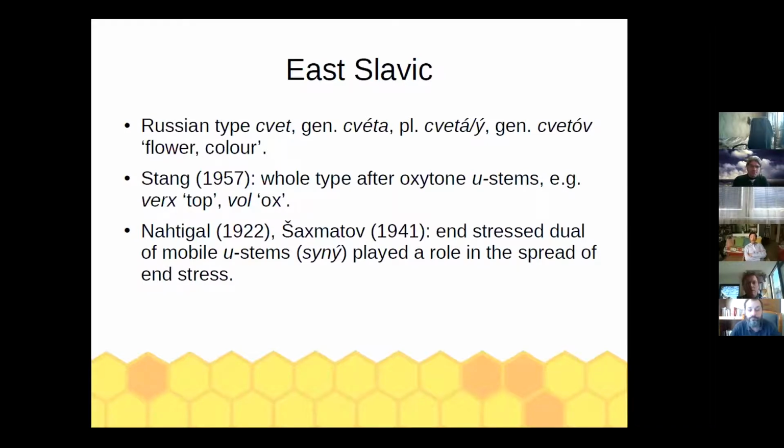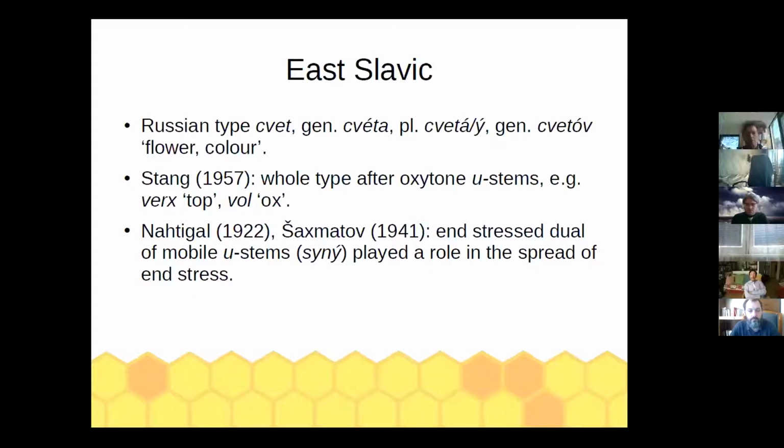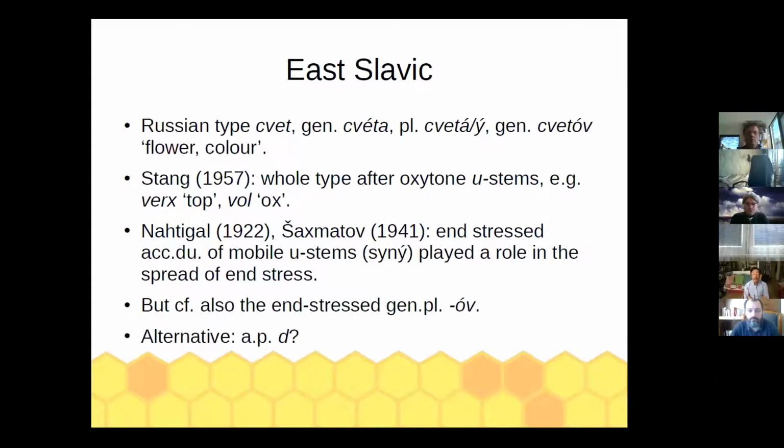So what must have played a role as well here, as was observed by Nachtigal, but also by Shakhmatov around the same time, is that end-stressed duals of mobile U-stems of the type syny must have played an important role in the spread of end stress as well. And this can be compared to the spread of the dual ending -a as a plural marker in Russian. So in both cases, we see this plural marker spreading to other cases. And I think this is an important observation, and it goes a long way towards explaining why we find this type in Russian. An additional reason for the spread of end stress here is no doubt also the introduction of the genitive plural ending -ov from the U-stems, which was stressed in mobile words. So I think a combination of these factors caused the rise of this paradigm.